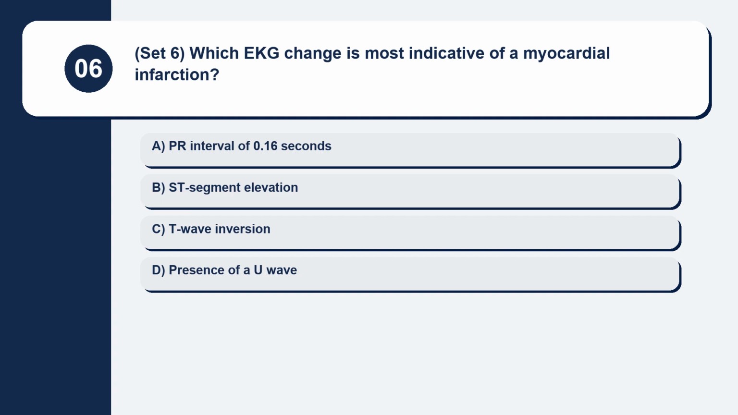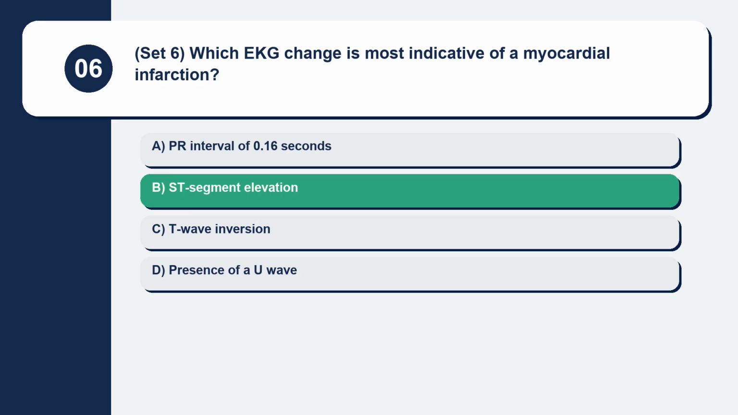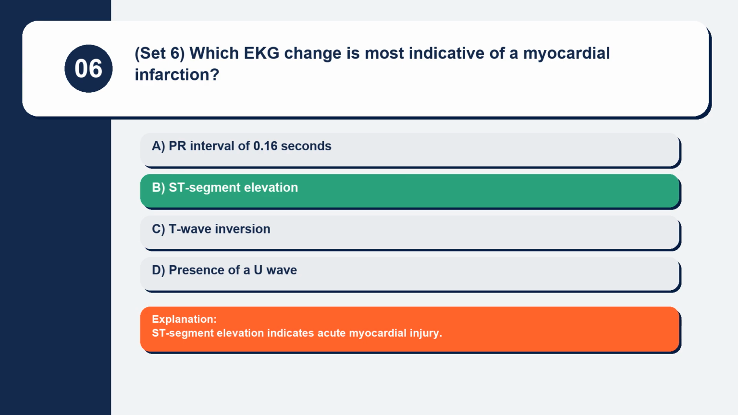Question 6. Set 6. Which EKG change is most indicative of a myocardial infarction? PR interval of 0.16 seconds, ST segment elevation, T wave inversion, presence of a U wave. ST segment elevation indicates acute myocardial injury.